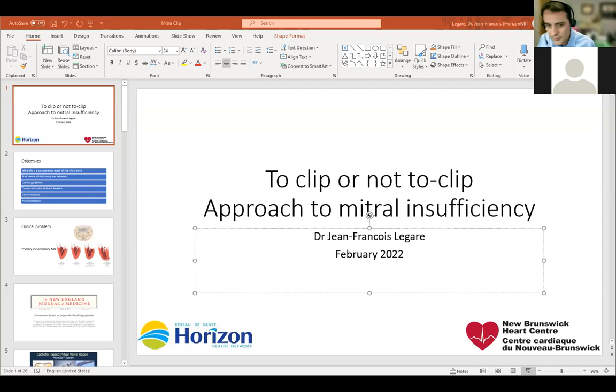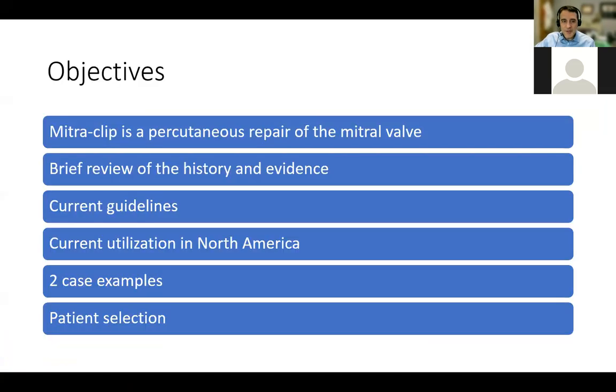Okay, beautiful. So today's topic is really to clip or not to clip, and really an approach to mitral insufficiency for everyone. It's really about increasing our ability to have multiple options for our patients. So a little bit of perspective. I'll obviously explain a little bit what I mean by MitraClip and percutaneous mitral valve repair, a brief overview of the evidence, but not delving too deeply. I really didn't want to make this a review of the current trials.